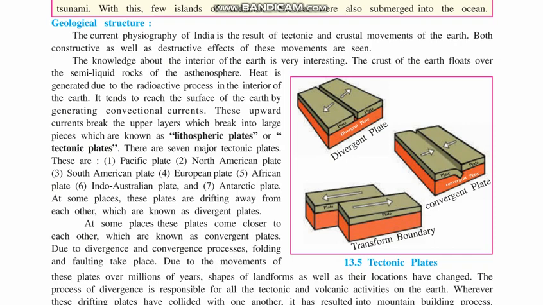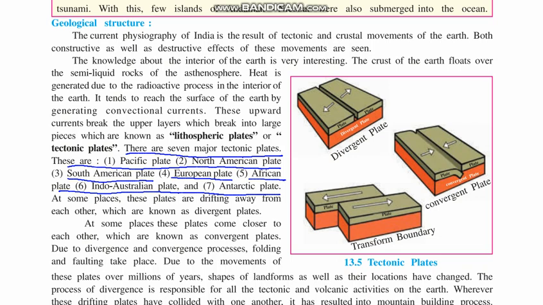Right? So they are known as tectonic plates. There are 7 major tectonic plates: Pacific Plate, Northern American Plate, Southern American Plate, European Plate, African Plate, Indo-Australian Plate, and Antarctic Plate. So there are 7 tectonic plates in the world.